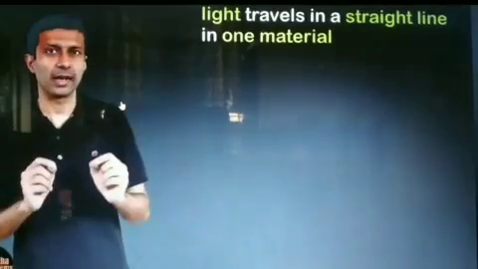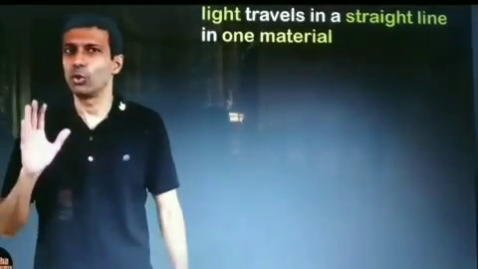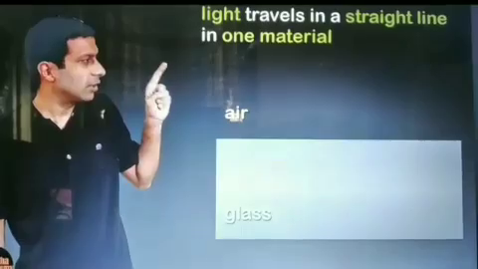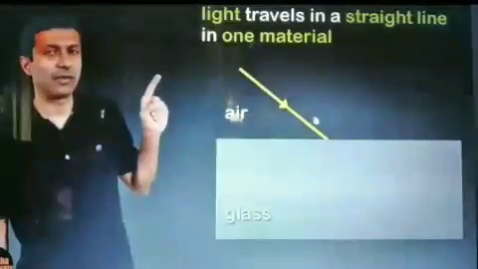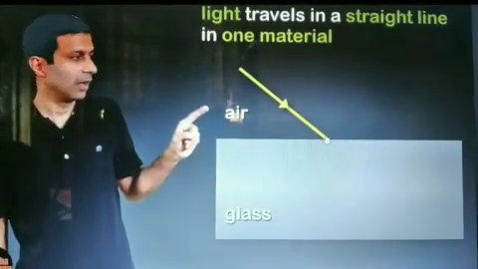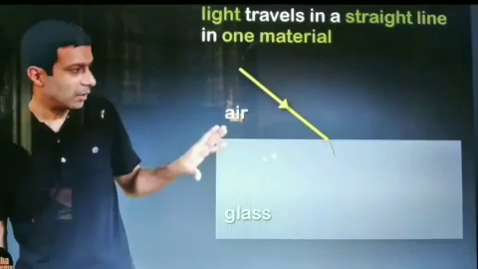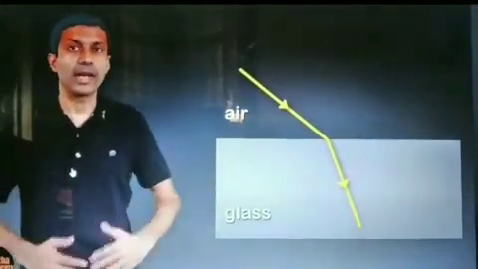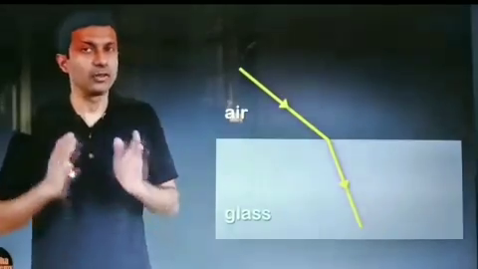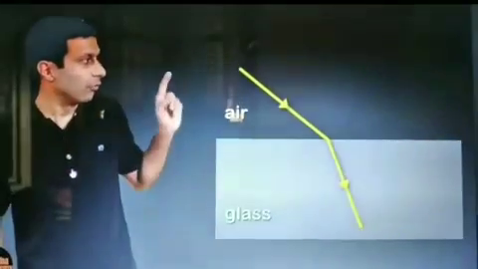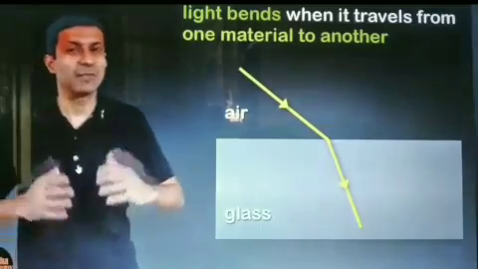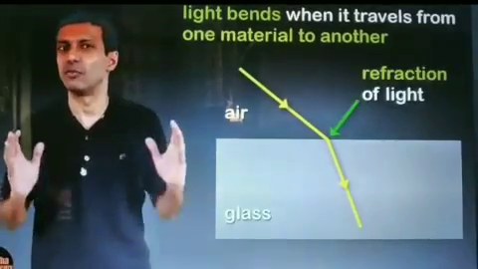So what have we learned till now? Light travels in a straight line as long as it's traveling only in one material. So as we saw here, as long as it's traveling only in air, it's traveling in a straight line. And then if you look only at the glass part, light is traveling in a straight line. But when light travels from one material to another, so here from air to glass, it bends. And this bending of light is called refraction of light.